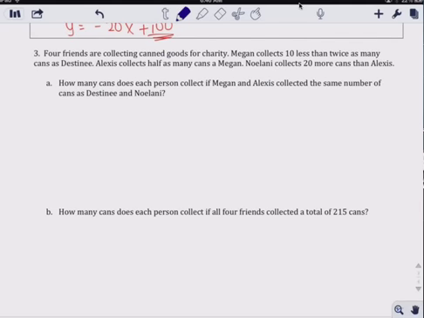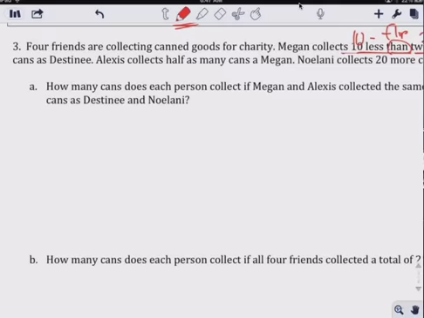Okay, 4 friends are collecting goods for charity. Alright. Megan collect 10 less than twice. Okay, annotate 10 less. 10 less. Then flip. Twice is 2 times as many as Destiny. Okay, so we know Destiny.